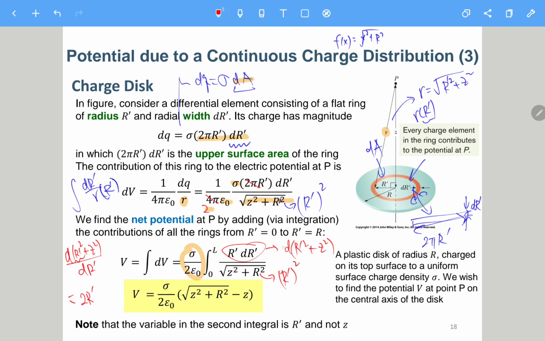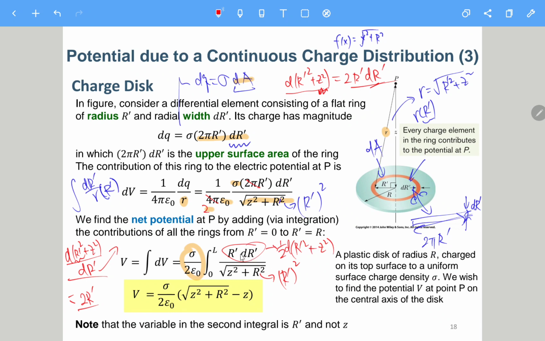So this one should be one half of it. I just forgot the factor of 2. So this one should be 2r prime, and then you move this one over, and you can see that d of r prime squared plus z squared will be like 2r prime dr prime. Z is a constant with respect to r prime. So this one becomes one half of this one, and then we can do the integration.